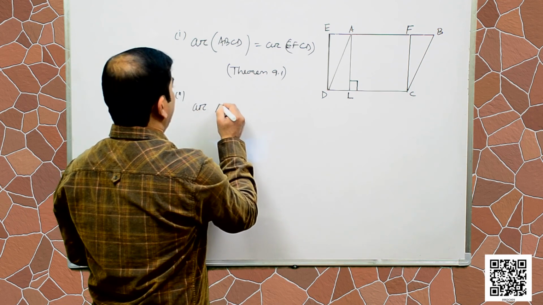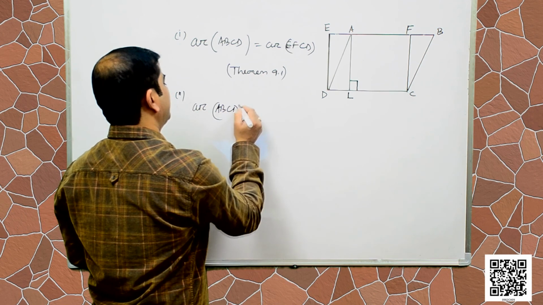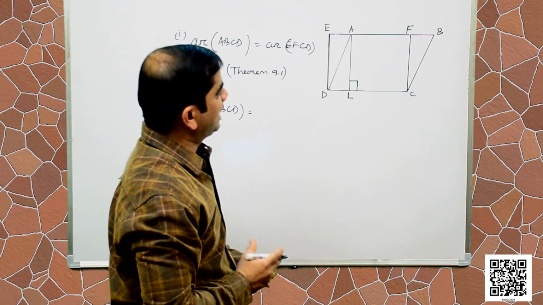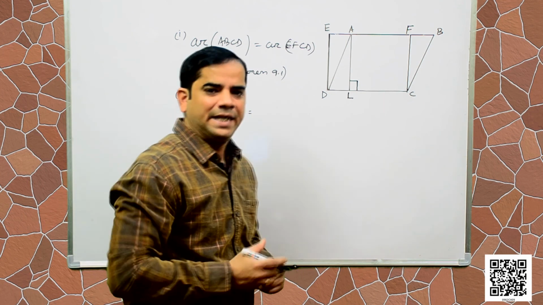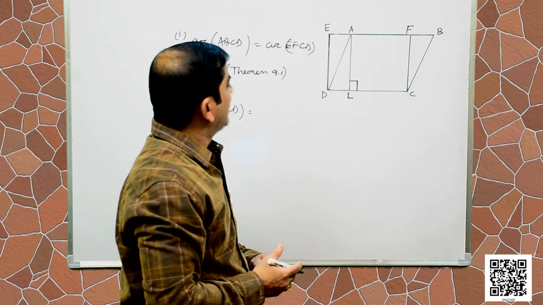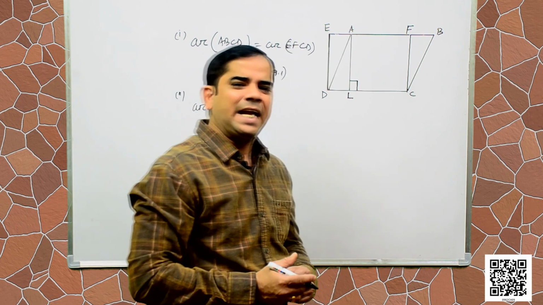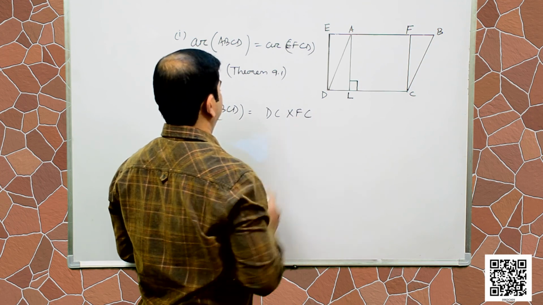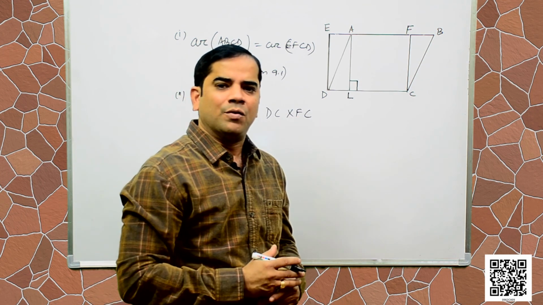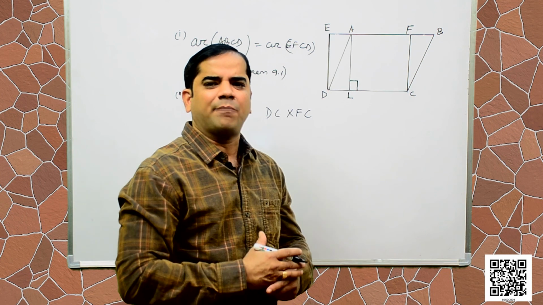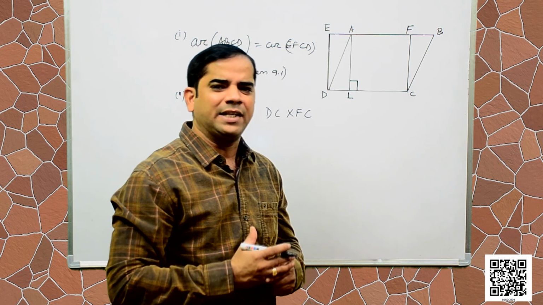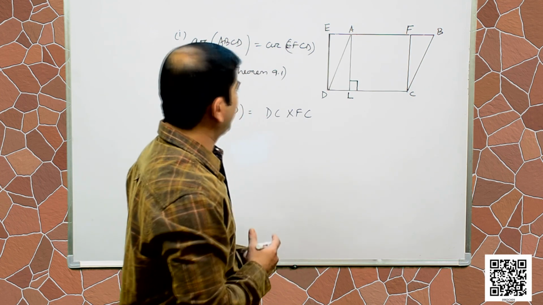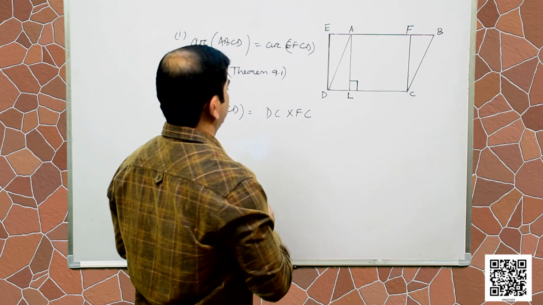area ABCD is equal to DC into FC. Why? Because area of the rectangle is equal to length into breadth.